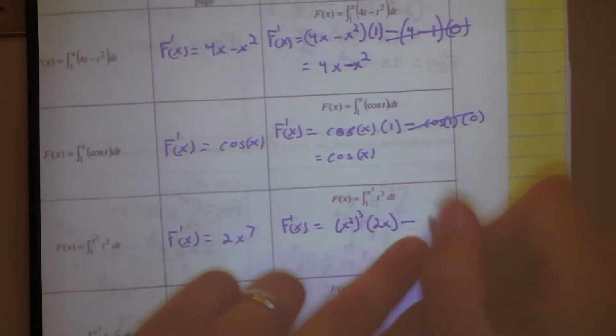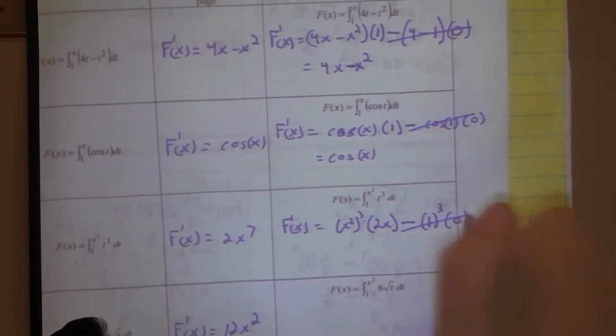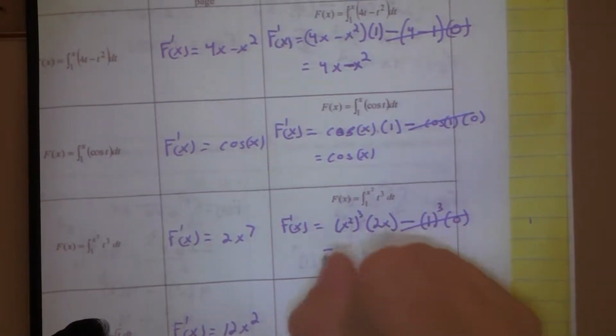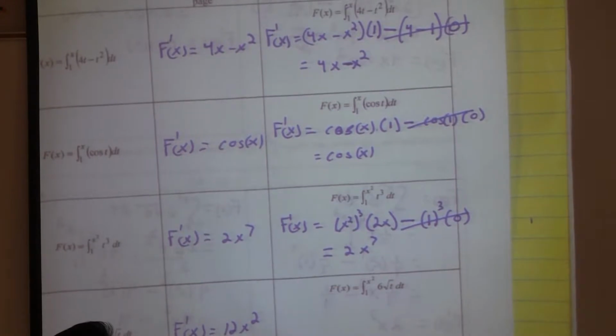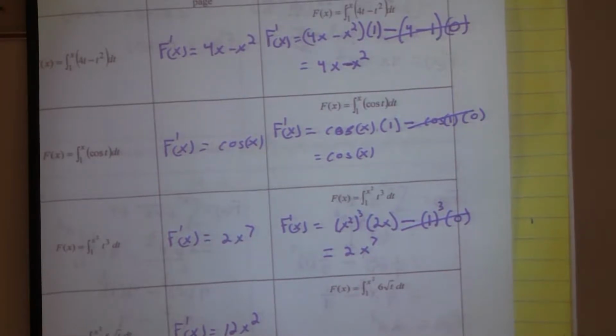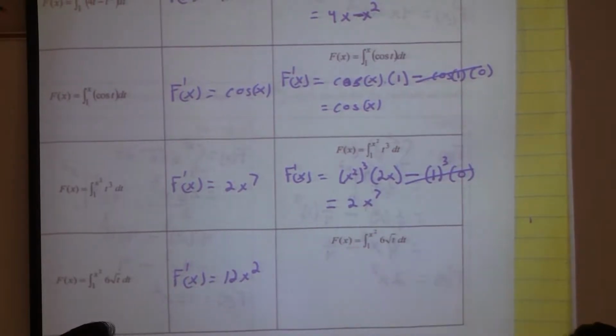Minus 1 to the third times 0. That part goes away. And here we're left with 2x to the power to a power. You multiply the powers, okay? Don't add them. You're going to have that answer choice where it's going to have a 6 in the exponent. You're going to get it wrong. So be careful. 3 times 2 is 6, plus that 1 makes it 7.